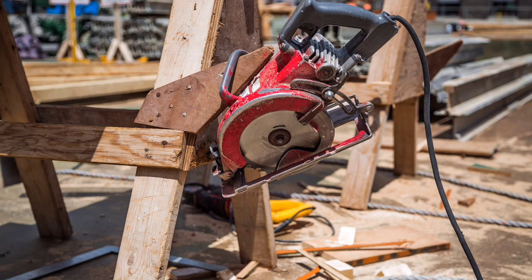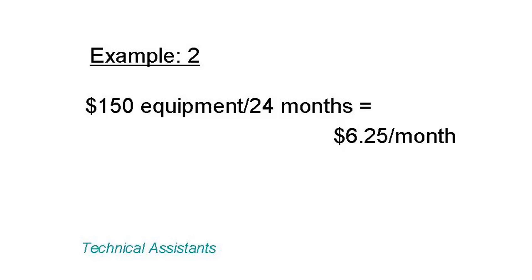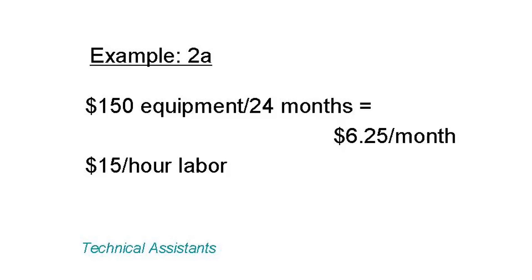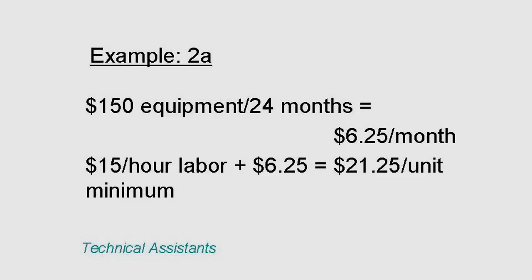Back to the math. A new piece of equipment costs $150 but is expected to last 2 years or 24 months. In addition to the $20 per unit you calculated for the product, an additional $6.25 can be added to the price for a service which uses raw materials. On the other hand, if no materials are used, the minimum price would simply be the $15 for your pay plus the $6.25 for the equipment, or $21.25.